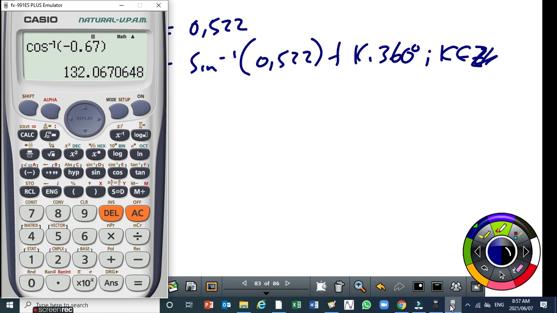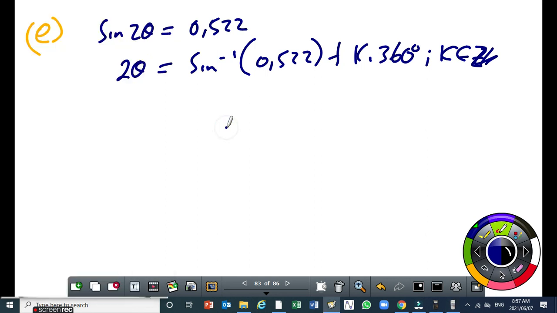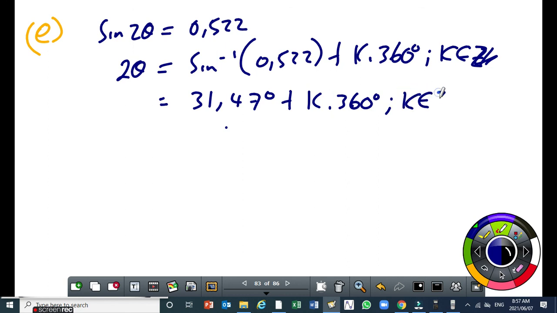Then you bring the calculator. So it will be shift sine 0.522. Right, you get a positive angle that's 31.47. So this becomes 31.47 degrees plus k times 360 degrees, where k is an integer.